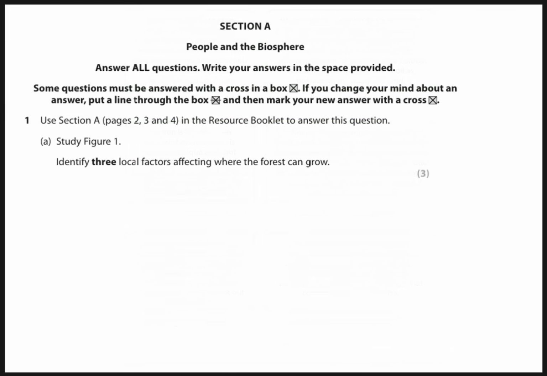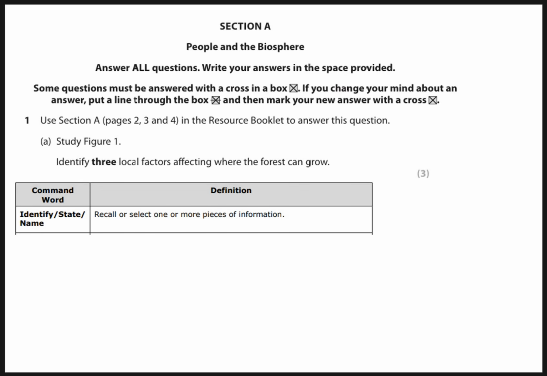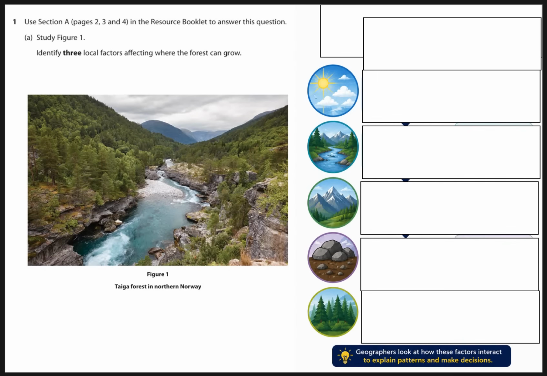Okay, let's go into some of the questions of the exam. Using section A, pages 2, 3 and 4 in the resource booklet, answer this question. Study figure 1. Identify 3 local factors affecting where the forest can grow. The first point is make sure we understand the command word identify. It's just list, identify, recall or select. Study figure 1, go straight to figure 1. So here's figure 1. It's a taiga forest in northern Norway.